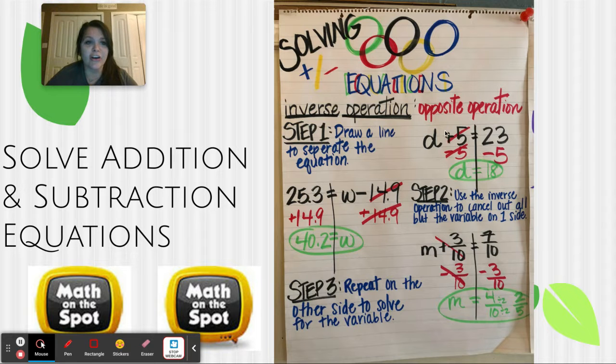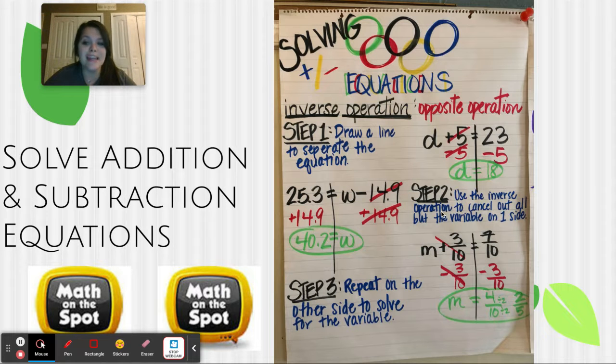So let's look at our very first equation here. We have d plus 5 equals 23. And that's all in black. And then in my black marker, I also drew a line down the middle. That's to show that that's the middle of the equation, and on both sides, it has to stay balanced. So when I do something to one side of the equation, I have to do the exact same thing to the other in order to keep it balanced. So our step 1 is to draw a line to separate the equation. So we already did that.